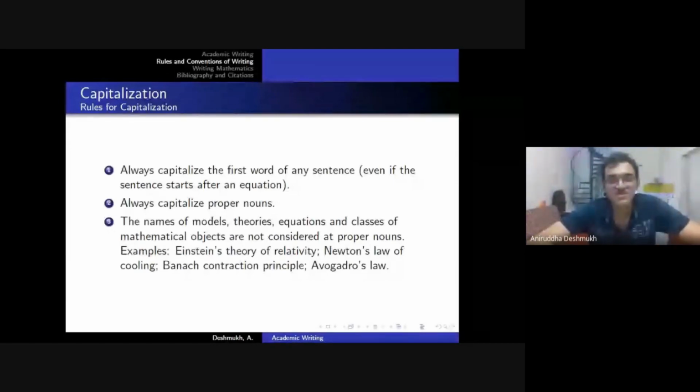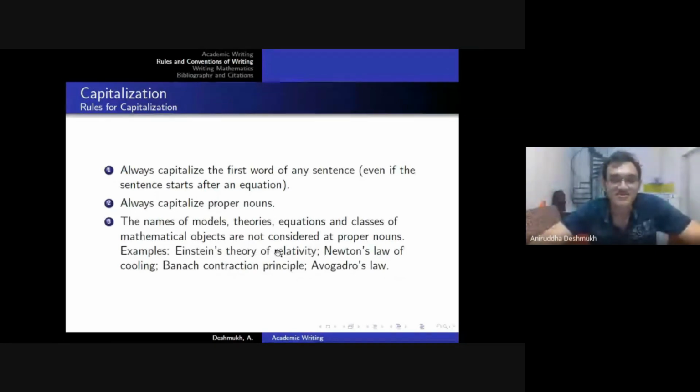So, suppose the example which I have written: Einstein's theory of relativity. Many people capitalize T and R as well. Well, there is nothing wrong as long as you are writing this in a heading. But if it is inside a sentence, then only E should be capitalized because Einstein is a proper noun. It is the name of a person. While theory and relativity are not proper nouns and therefore they need not be capitalized.